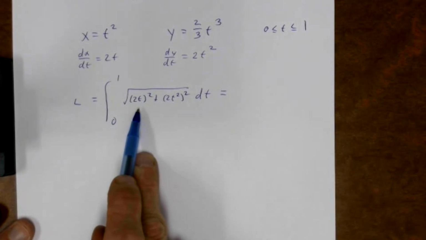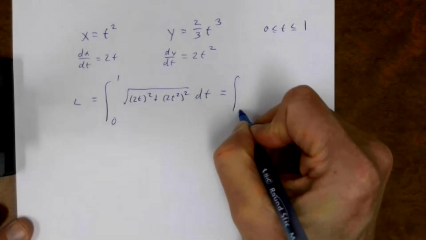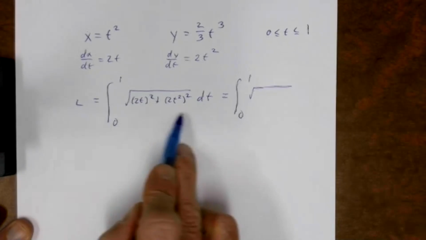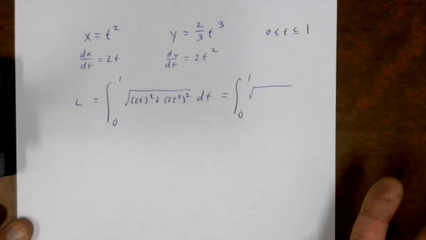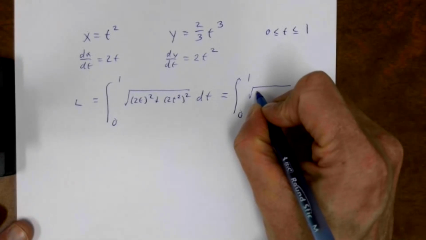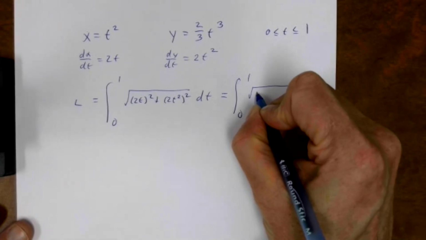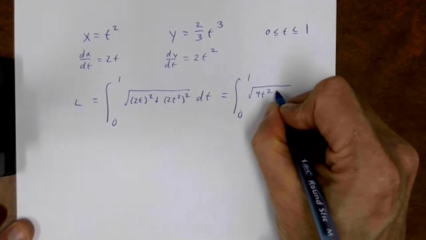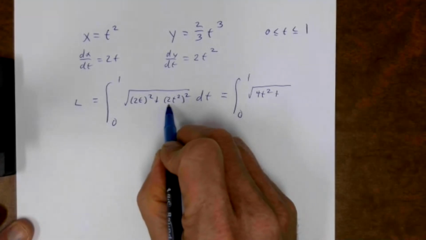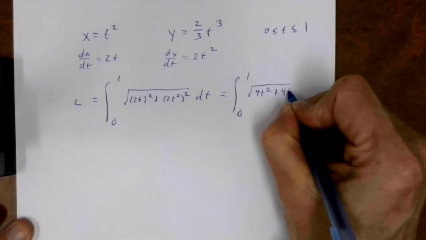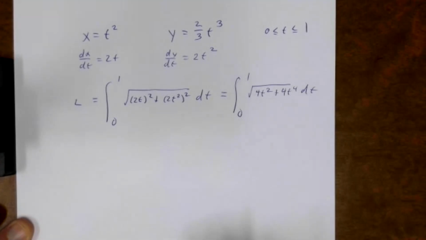And let's expand this out. I'm actually going to find the length of this curve. There's my integral. I set it up, and that part's done. So I'm going to see if I can get this to integrate. Squaring 2t gives me 4t squared. Squaring 2t squared gives me 4t to the fourth. And of course, I have my dt term.